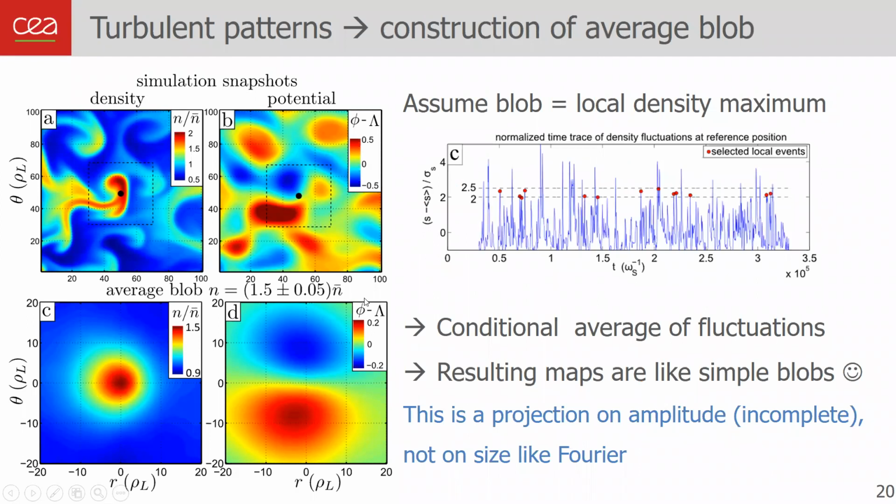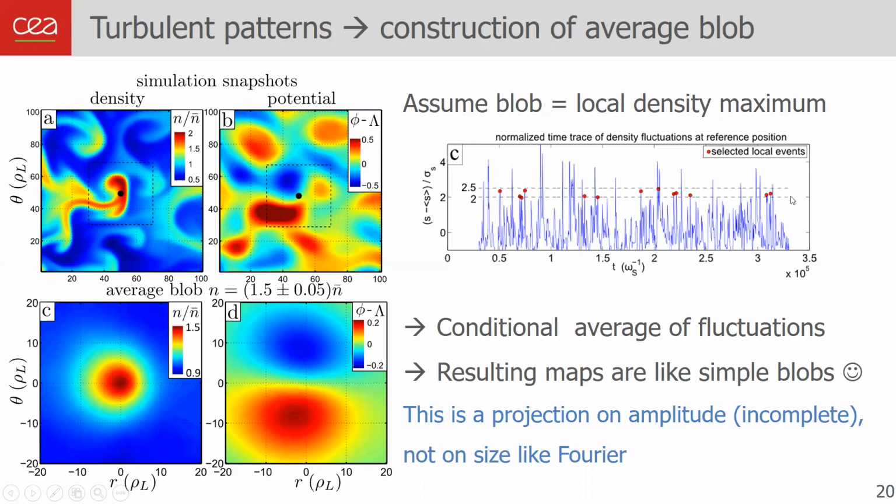So what you can think of experimentally is to try to build average events. Assume a blob, for instance, on a time trace, you have a position somewhere where you measure density in time. You see these intermittent peaks on the signal, and assume a blob simply corresponds to a local density maximum on the time trace.